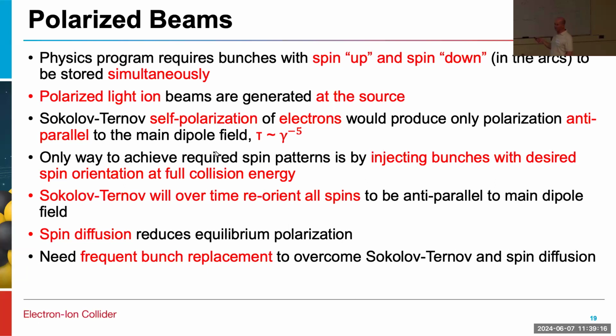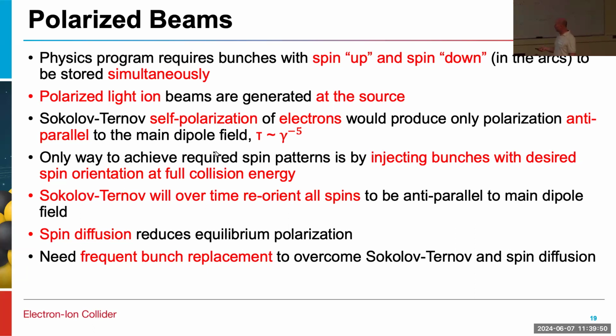What happens then is, of course, that Sokolov-Ternov is still there, right? The synchrotron radiation still gets emitted, and it wants to reorient all the spins to be anti-parallel to the main dipole field. So you would end up in the same situation as here. Again, that would destroy the spin patterns that you wanted. And there are also spin diffusion effects that reduce the polarization, but they are almost secondary to this.